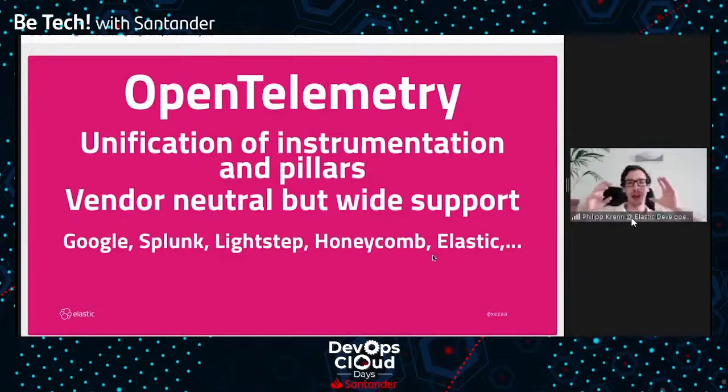And you basically have one generic agent per programming language, and it can talk to various backends, so that the agent or the instrumentation is the same, and you could just switch out the backend if you want to. But what the advantage is, you don't have to change any instrumentation on your application side. You can just switch out the backend.